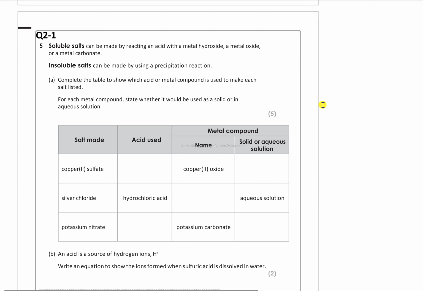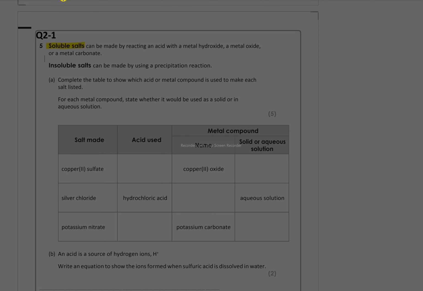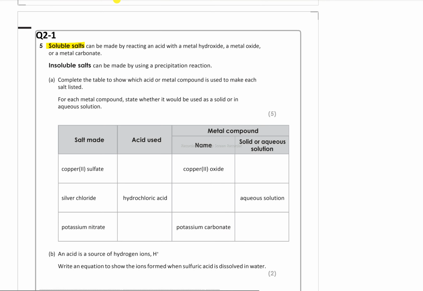Right, this here is a good definition of a soluble salt. That is worth noting there. So it's worth taking a shot of this and storing it.